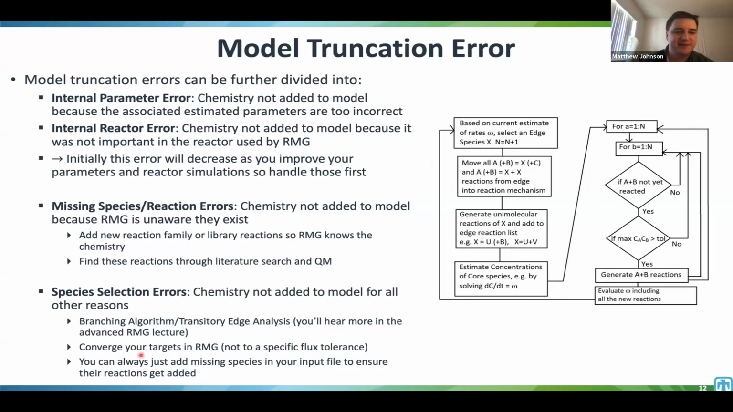And really what you want to do is converge your predictions of your targets with respect to RMG model size, not any of RMG's individual tolerances, because that's what really matters here. You want to stop when your model size isn't improving your predictions of the things that you want to predict. Lastly, it's worth noting that if RMG knows what the reactions are, which we're assuming because it's not a missing species or reaction error, and you think you know what the missing species are, you can add those into your input file, which will force their inclusion in the model.